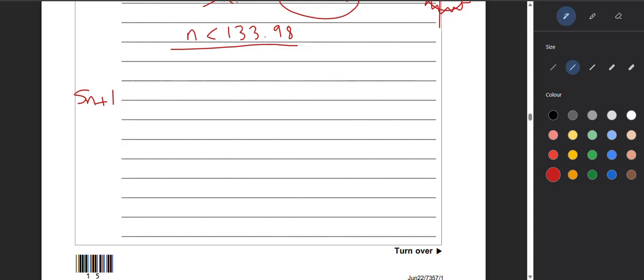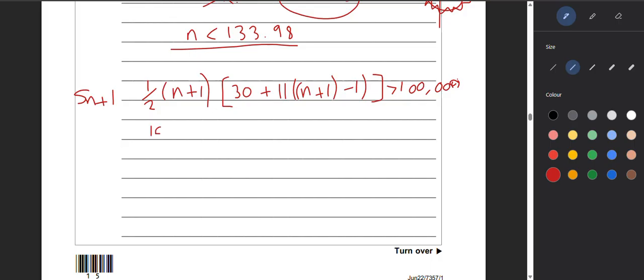So that will be a half, n plus 1, and then that will be 30 plus 11, and then it's n plus 1 minus 1. So they're going to effectively cancel out, aren't they? And that is greater than 100,000. So then let's tidy all of that up.